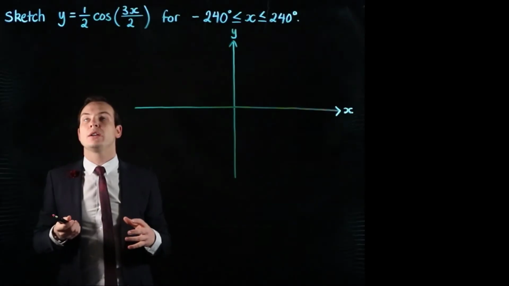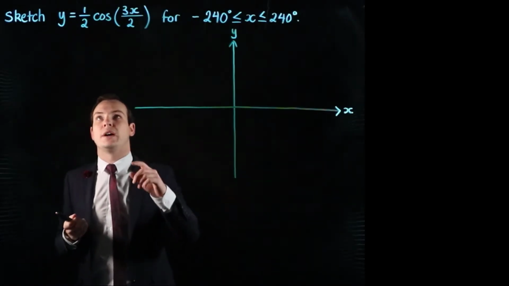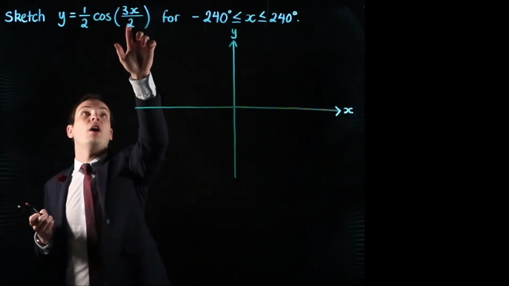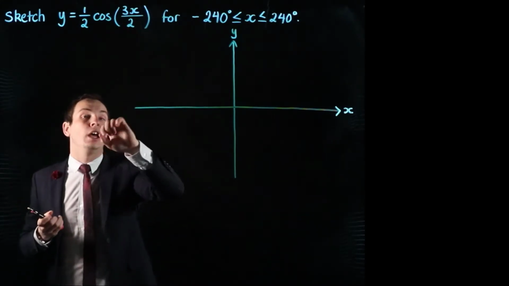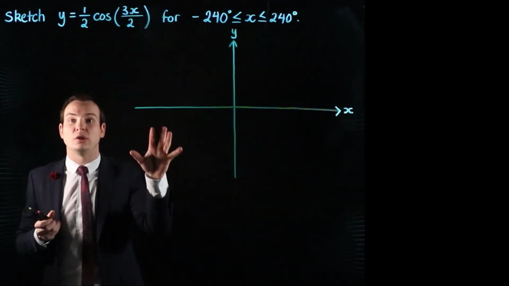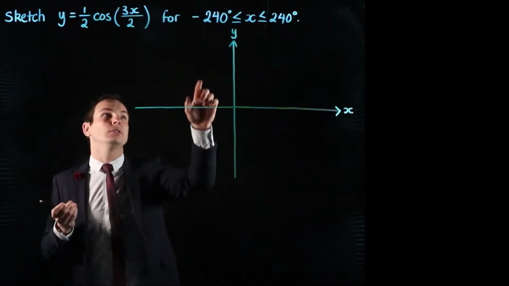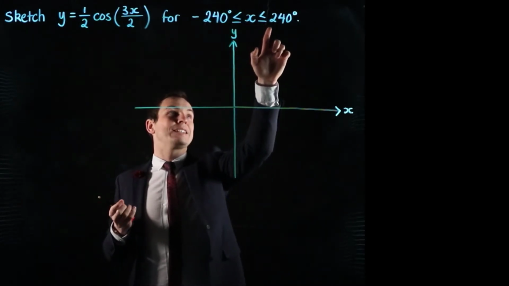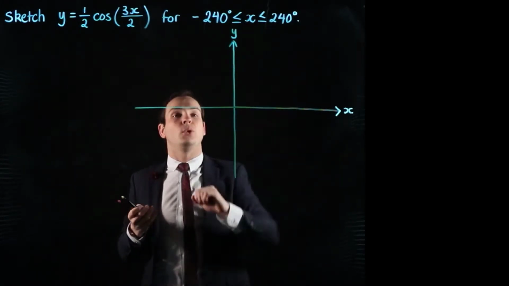In this video, we're going to look at sketching the cosine function, and it has a particular rule: y equals 1/2 cosine of 3x over 2. And we want to sketch that over what we might call a domain, or a given interval of negative 240 is less than or equal to x is less than or equal to 240.